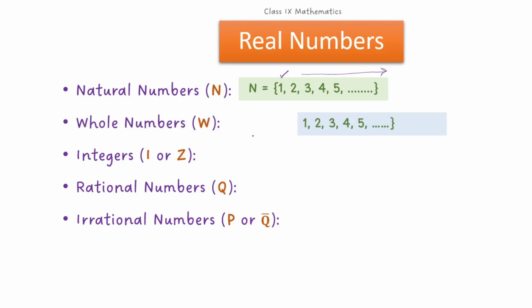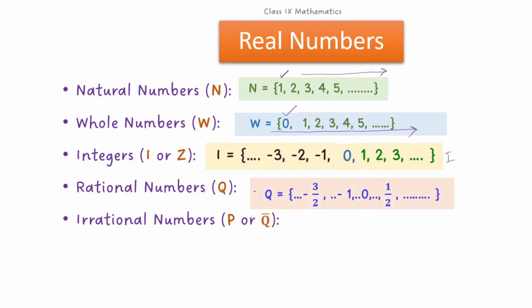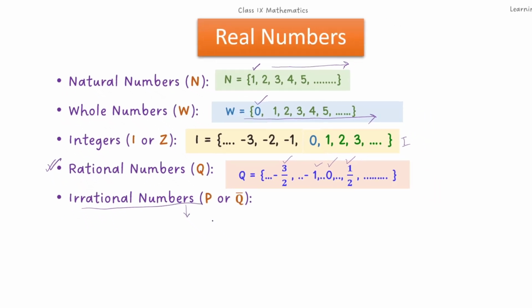And whole numbers are natural numbers along with the number 0. So this is the set of whole numbers. And integers are all natural numbers and the negatives of all natural numbers, including 0. This is the set of all integers. Rational numbers are basically the fractional numbers, and we'll discuss more on rational numbers in this part, and irrational numbers we'll discuss a bit later.